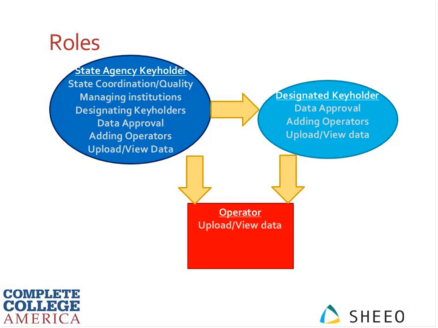We also allow key holders to designate people to help them. So a key holder can designate an operator who will have the ability to upload data into the system and who will have the ability to view data that's been uploaded into the system. A key holder might also define a designated key holder, and this designated key holder just has additional permissions to approve the data in the system. So if the key holder at the state level feels that there is somebody who is better suited to approve a certain set of data for one entity or maybe even statewide data, they are able to designate that role to an individual to take care of that.